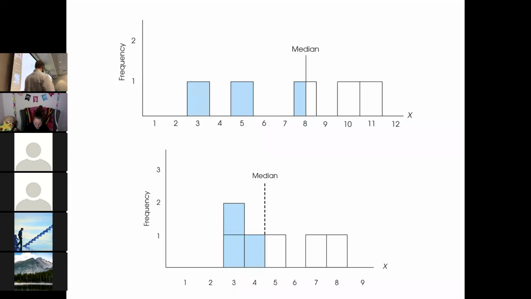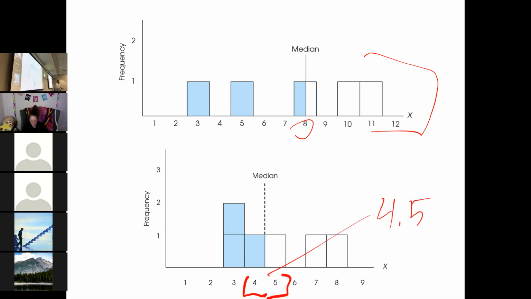So again, representing this here, you have an odd number up top, 5, you count in 3, because that's going to be that middle point. That gives you a median of 8. Down below, you have an even number, so between 4 and 5, your median point will just be 4.5.